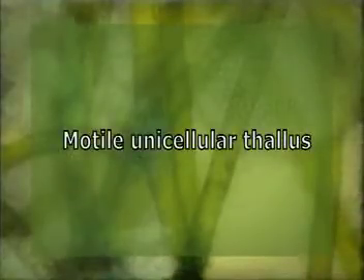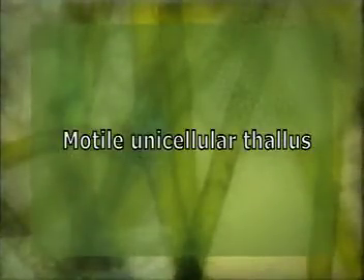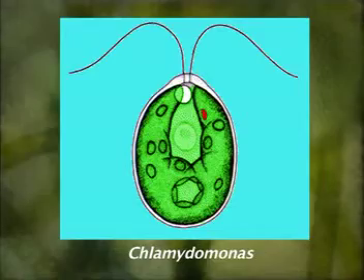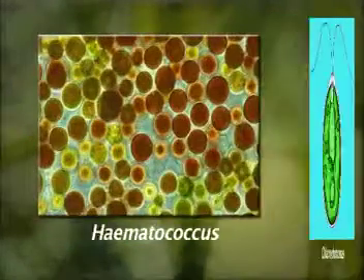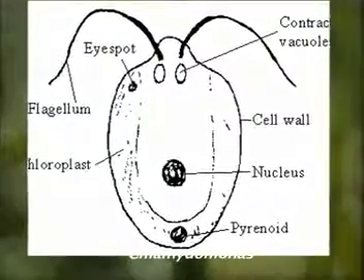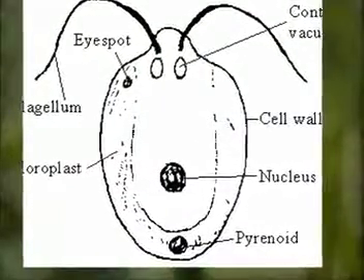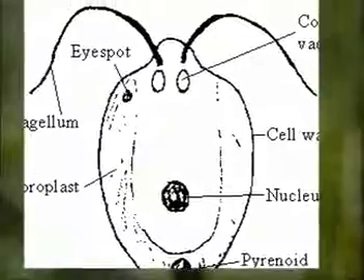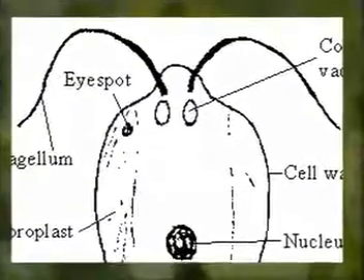It comprises a single cell and is the simplest thallus, which can be motile or non-motile. Motile unicellular thallus: such algal forms are unicellular, spherical or oval, and flagellated. For example, Chlamydomonas and Haematococcus. Chlamydomonas is a unicellular motile alga which has a spherical or ellipsoidal body with two flagella placed at its anterior end.